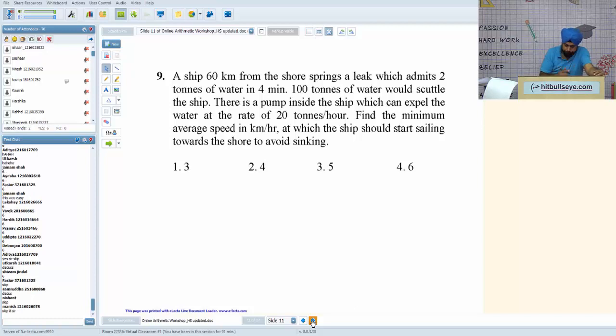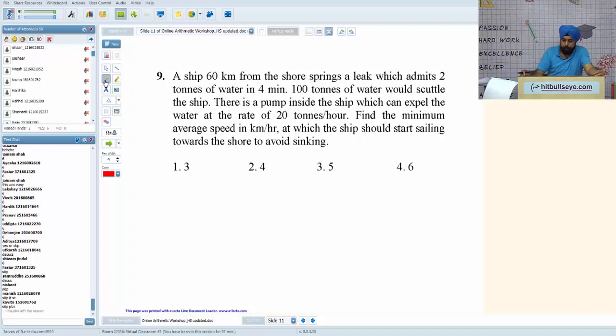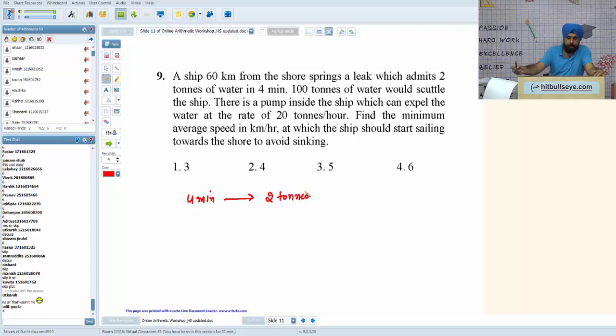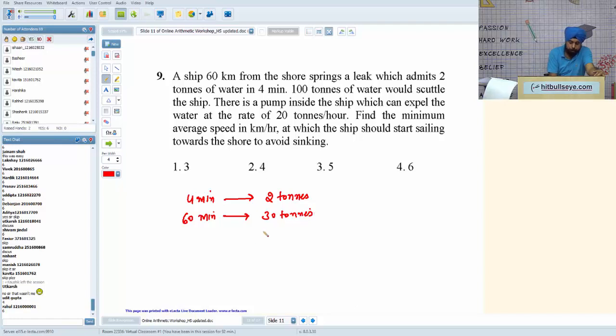So students, here, as per the question, the leak admits 2 tons in 4 minutes. So in 4 minutes, it admits 2 tons of water. Now, as the rate of the pump is given in hours, let's calculate this also in hours. So in 60 minutes, the leak would admit 30 tons of water. Now the pump throws out 20 liters, students, 20 tons, sorry.